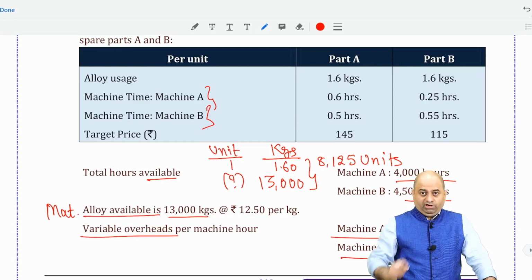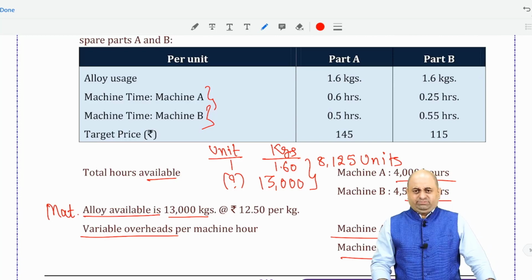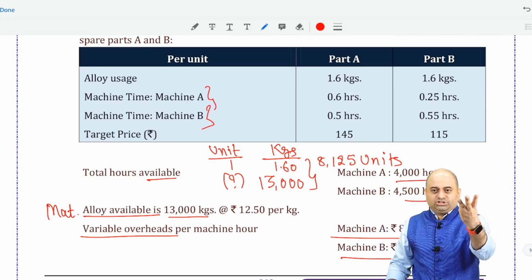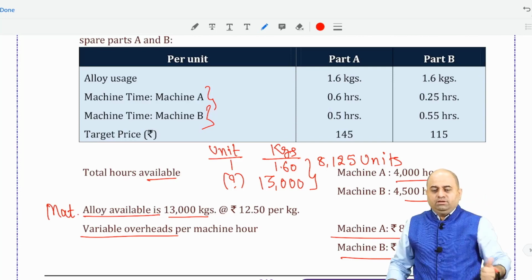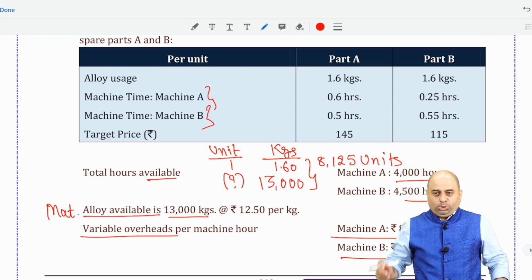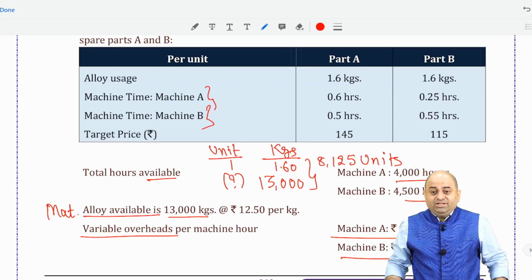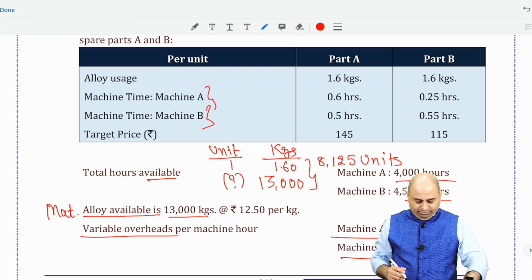Because a particular product requires all 3 resources. Naturally, there are 3 resources: material, namely alloy, machine A, machine B. A product requires all 3 resources, so you can make only that number of units which you have enough resources for producing. Now, this sounds very technical. Let me take one simple example in front of you.